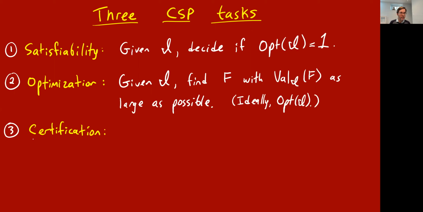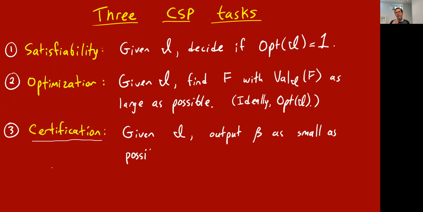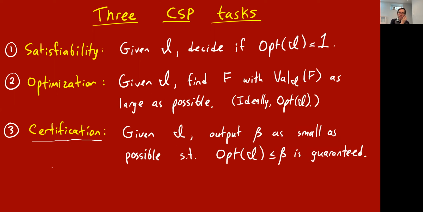And now this third one is maybe the kind of task you thought about least, but it's equally important. I call it certification. And it's this task. Given an instance I, output a number beta, which is as small as possible, but you have to be guaranteeing that you're outputting an upper bound on the optimum. So an algorithm here is going to output a number like 0.9 together with an ironclad guarantee that I analyzed this instance and I'm confident the optimum is at most 0.9, 90% of the constraints.